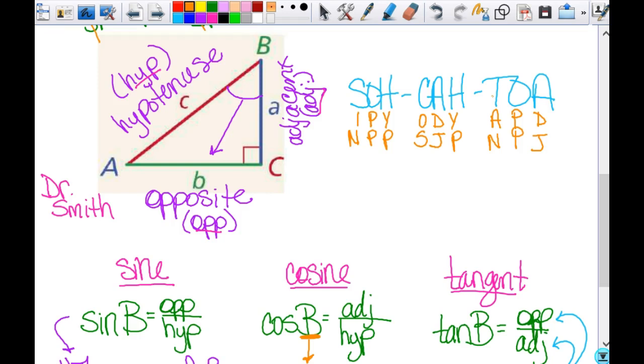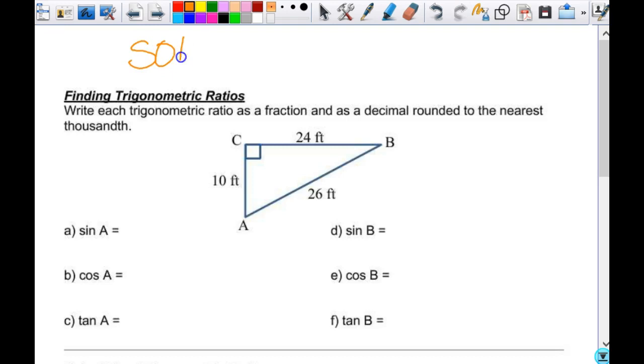All right. So let's go to the inside here. So just like I said, at the top we are going to write SOHCAHTOA. Now this says, write each trigonometric ratio as a fraction and as a decimal rounded to the nearest thousandth. We are not doing the decimal part today because today we're not touching the calculators. Tomorrow is when we'll start using the calculator. Not because it's nice to have, because we can't add and subtract, but because it's pretty much required for what we're doing. Okay, it's a tool that we use, not a crutch, right?